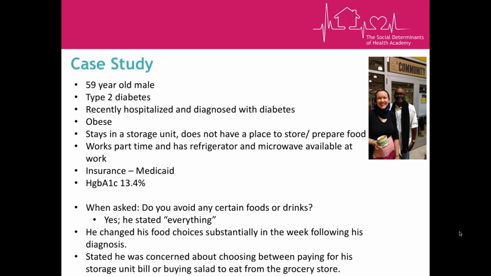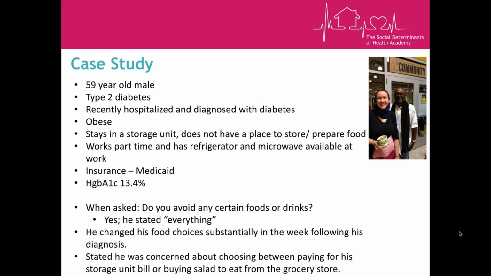So he's obese. He stays in a storage unit and does not have a place to store or prepare his food. He does work part-time, and he has access to a refrigerator and microwave while he's at work. And at the time that I saw him, his hemoglobin A1C was 13.4, but he had just been diagnosed and just started taking medication to control his diabetes.